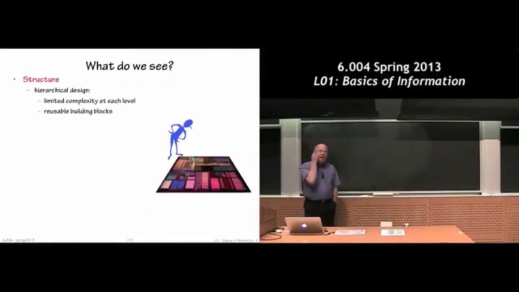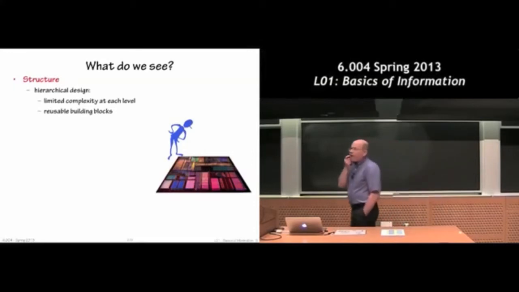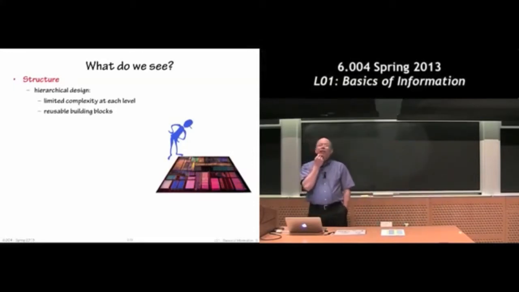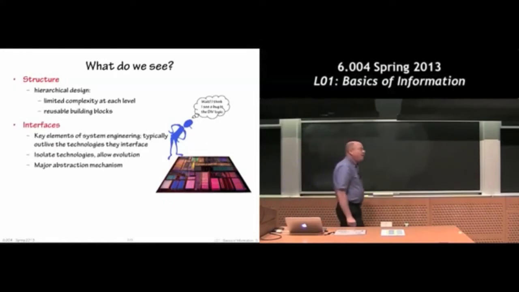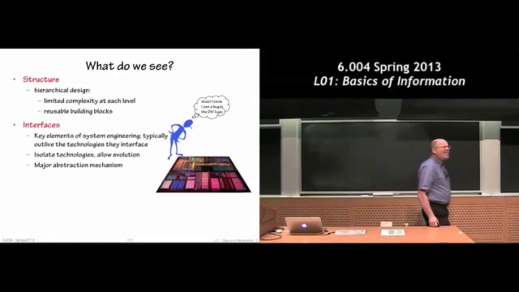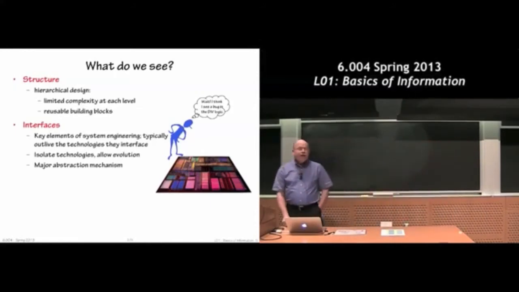So when you look at that picture, what do we see? Well, we certainly saw structure, right? And the key to what we want to do as engineers is hierarchical design. We try to do that with reusable building blocks. So we have a small set of building blocks that we can hook up in many different ways to perform the function we want. We also saw a bunch of interfaces. Well, it's hard to see an interface, but clearly there was some specification for what the block did and how to use it. That's what an interface is.